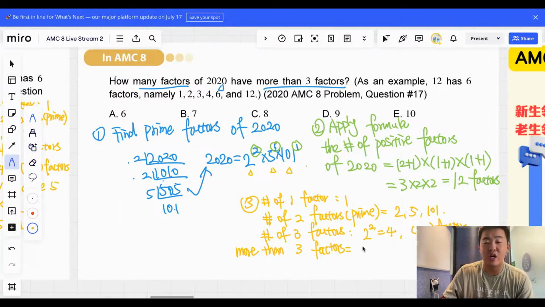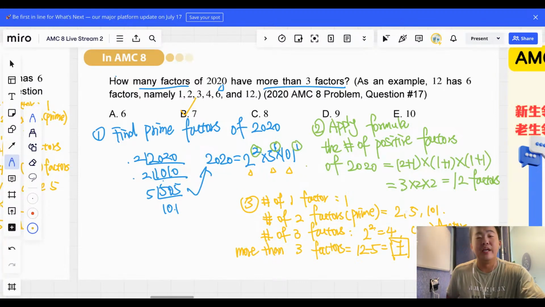Okay, it's just 12 minus 5, which is how many? It's 7, okay? So where is 7 among our solutions? Okay, it's right here. So we are taking option B. In total, there are 7 factors of 220 that have more than 3 factors. Okay, you see, that's how to solve a problem like this when you encounter it in the real exam, okay? Good.